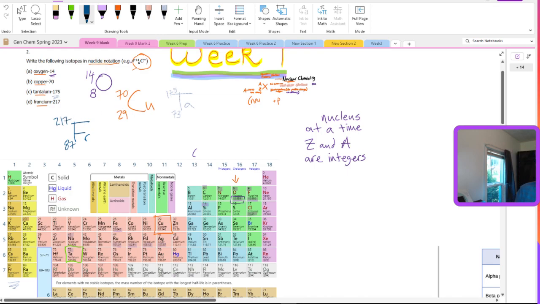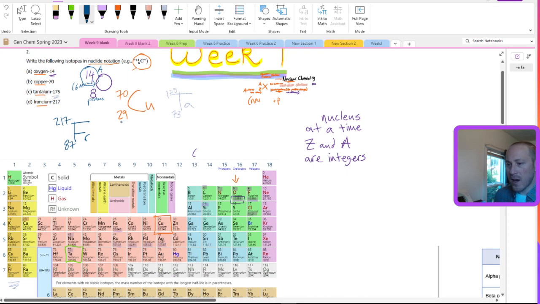So just for fun, I'm going to do a little bonus question and show you that the number of neutrons is really easy for each one of these. We have 8 protons in oxygen. The total mass is 14. So there must be 6 neutrons in this one, because the total mass, A, is protons plus neutrons.